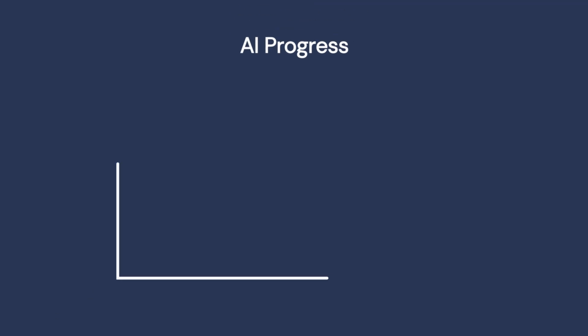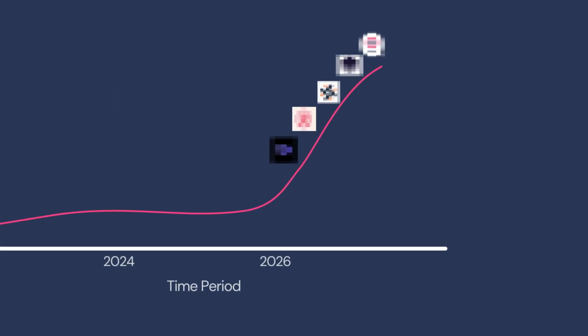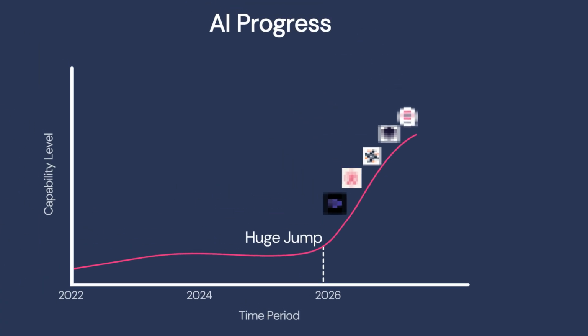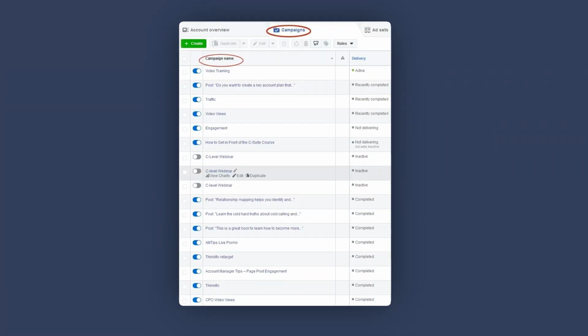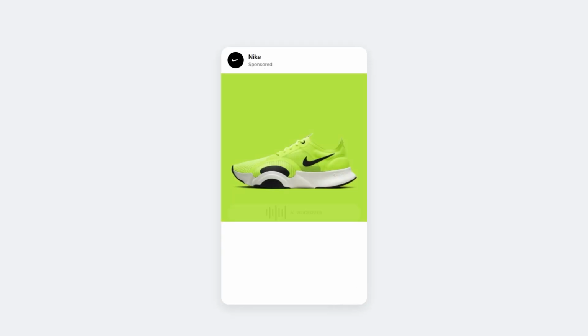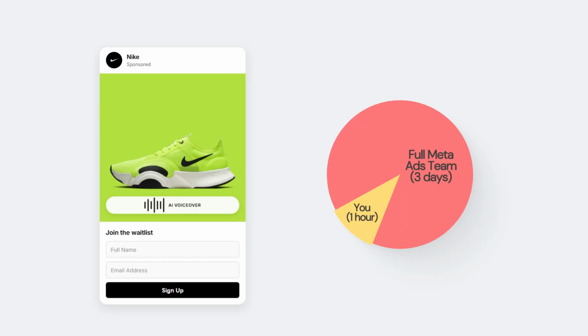Everyone knows AI has slowly been getting better over time. But within the last few months, I noticed a huge jump in how useful AI is, especially for Facebook ads. You can now literally create an entire Facebook ad campaign, from the visuals to the voiceovers to the lead capture, in a fraction of the time it used to take an experienced team.